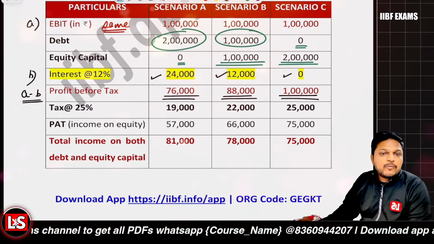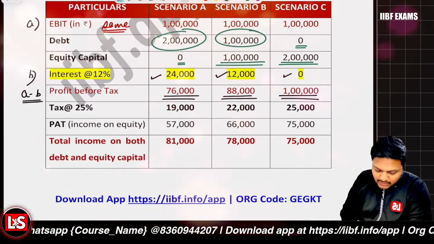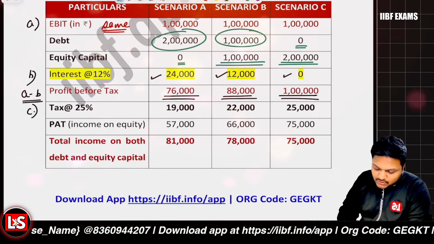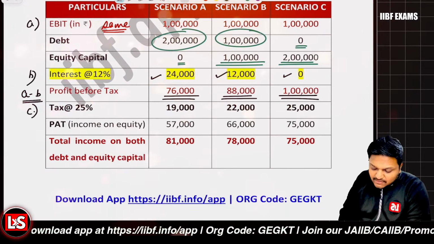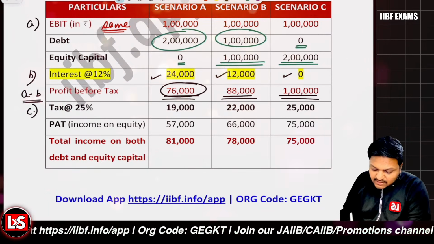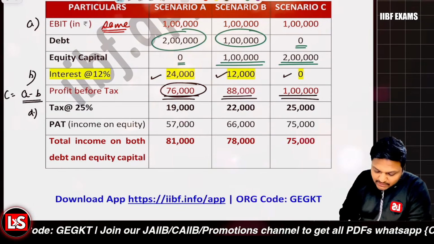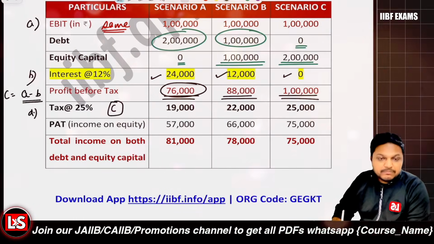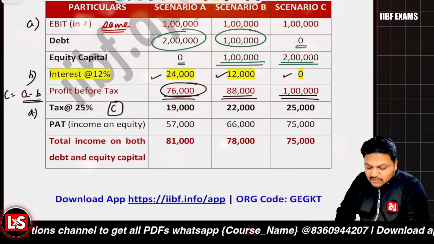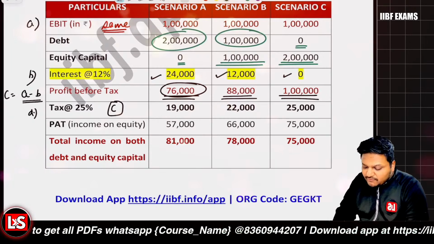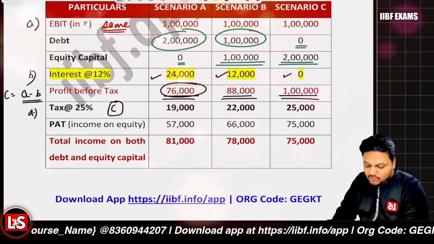And further, the corporate tax is to be imposed at 25%. So it is the C component, 25% of the profit before tax. So if the tax is D, and PBT is C, the tax is to be imposed on C. So 25% of 76,000, 19,000, 25% of 88,000, that is 22,000, and 25% of 1 lakh rupees, that is 25,000.